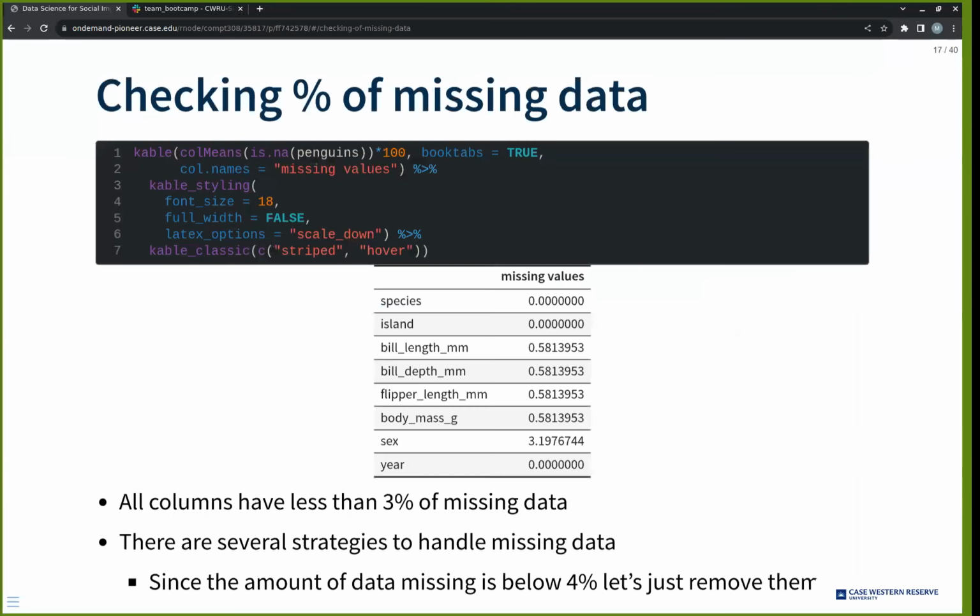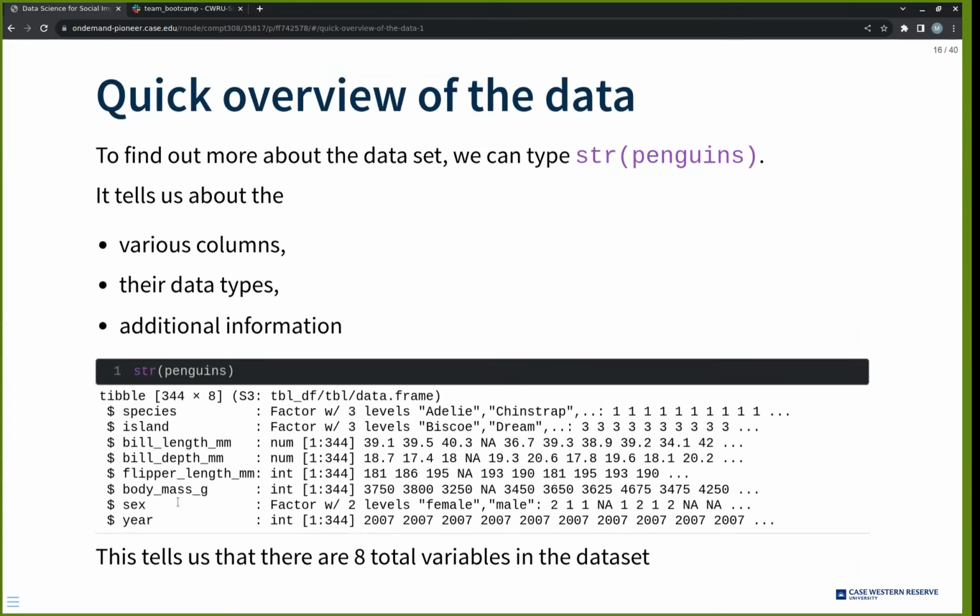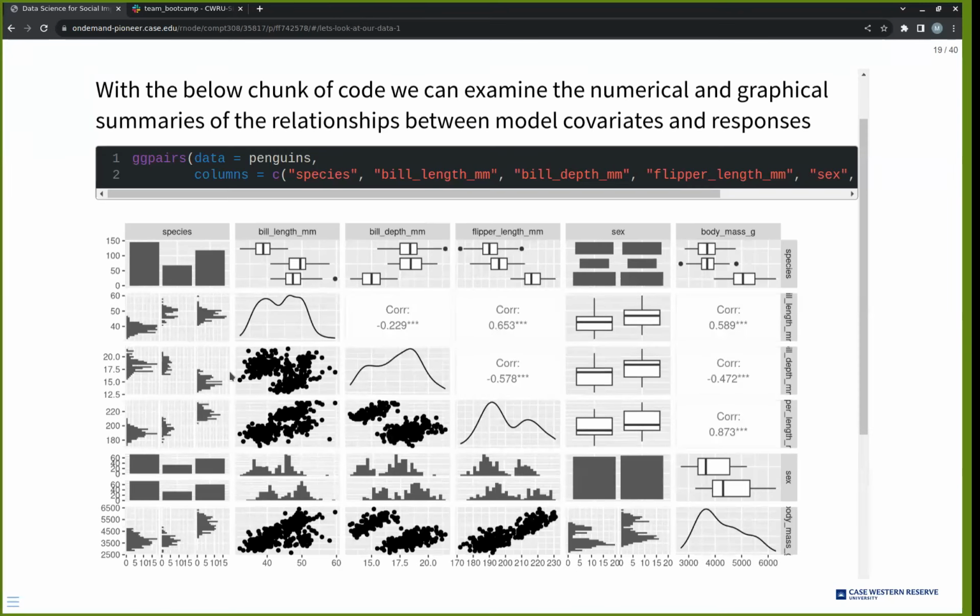Okay. So you see, we had 8 columns, right? You have year and you have island. We don't use year and island because we figure out that those things are not relevant to the body mass of a penguin. Okay.